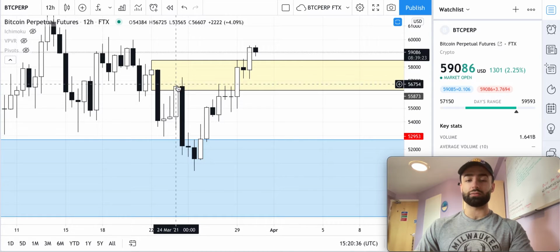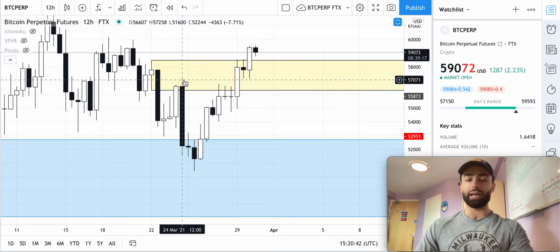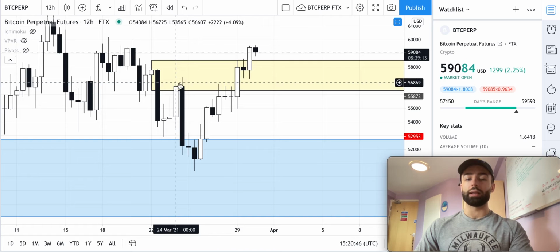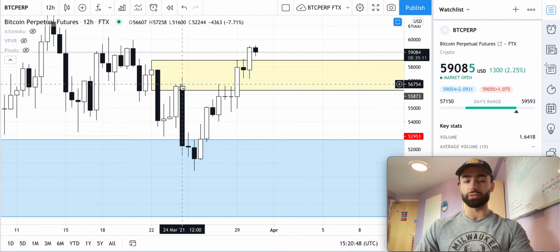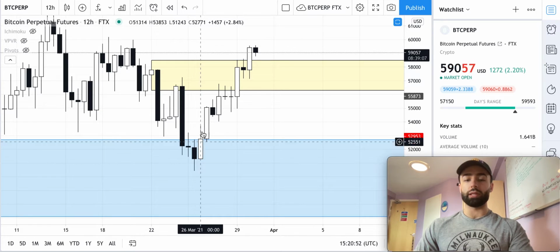So on a retest of this, we talked about this here, this is a strong resistance level. It's going to act as resistance because people that bought here now have an opportunity to sell out of their positions. So they do right here. It goes down, but then we come up.